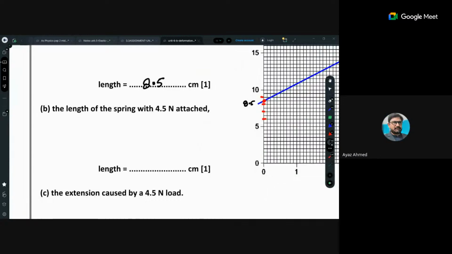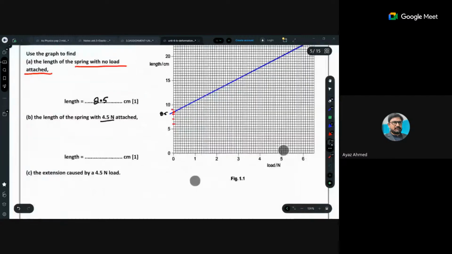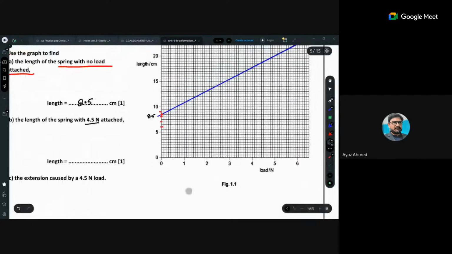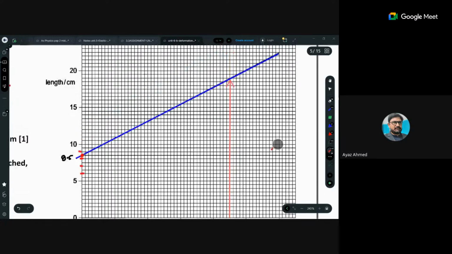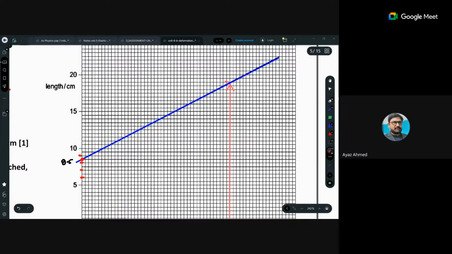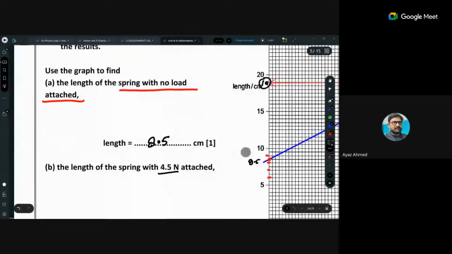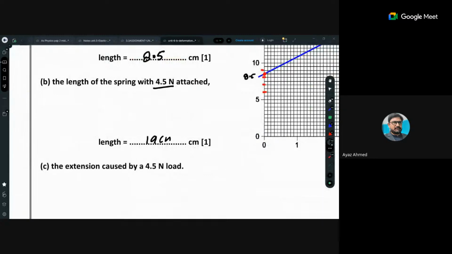The length of the spring with 4.5 Newton attached. Now you have to find what is the length of the spring when 4.5 Newton is attached. So what will you do, Hassan? Tell me. We have to find out 4.5. Here is 4.5. So go straight up here, then go straight left. So this is that length. So 15, 19. Is it 19? Yes. So this is 19 centimeter. So I will write 19 centimeter.